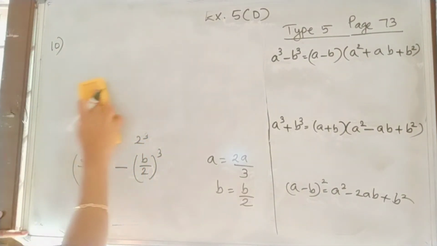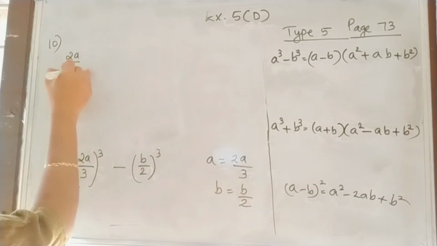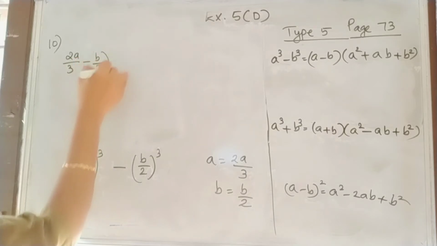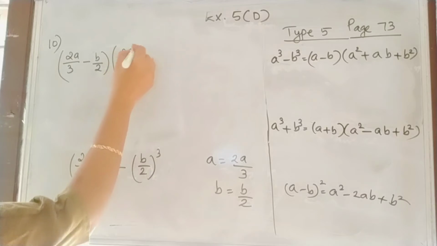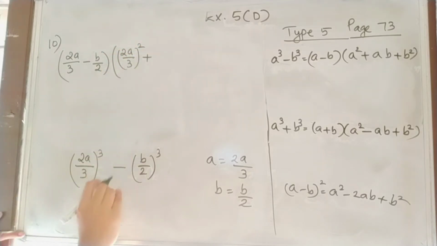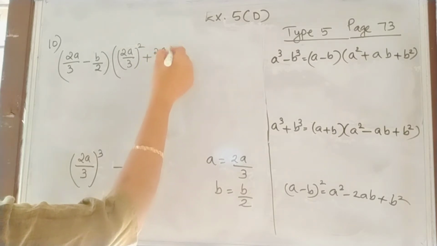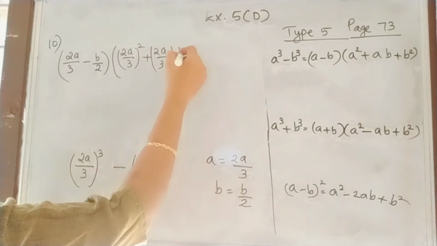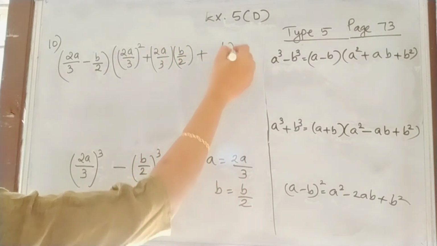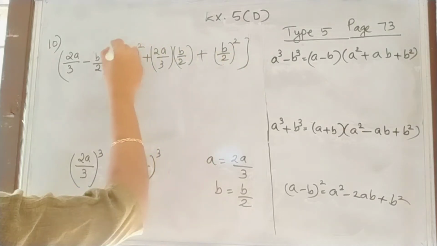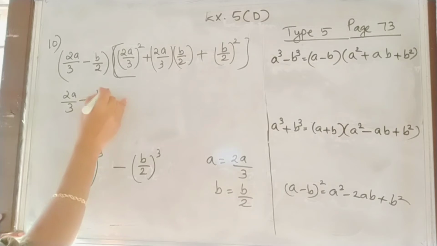We can write it as a minus b into, a minus b means 2a by 3 minus b by 2, into a square, that is 2a by 3 the whole square, plus ab means a into b, that is 2a by 3 into what? B by 2, plus b square means b by 2 the whole square. Okay.